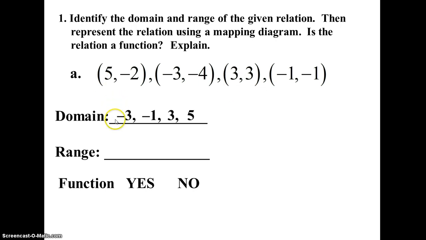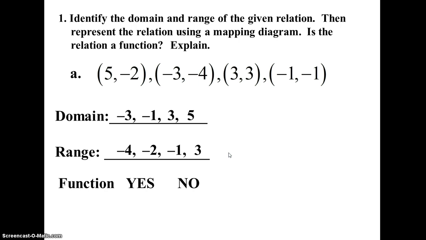Sometimes you'll see me or other people, or maybe even your textbook, put this list into braces. That's just set notation, so that's common. Now let's look at the range. Remember, the range are the outputs. So we've got -2, -4, 3, and -1. We'll list them from least to greatest and not repeat any values that may have been repeated in the list, and it doesn't look like any of these have. So we've got -4, -2, -1, and 3.